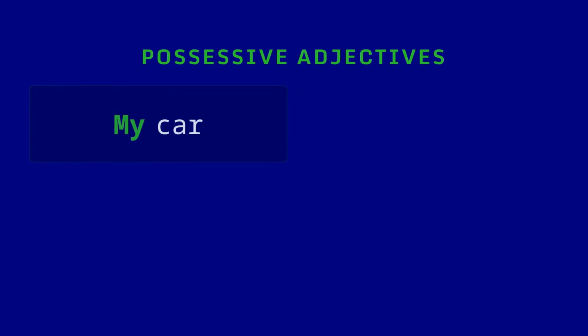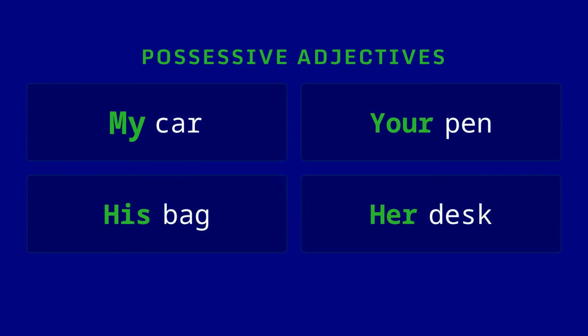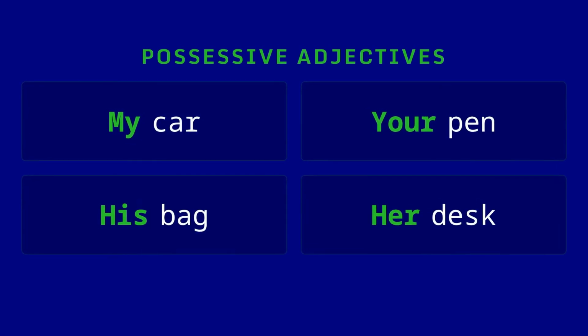Number 4, possessive adjectives. These tell us who owns something. Common words are my, your, his, and her. They show ownership clearly.